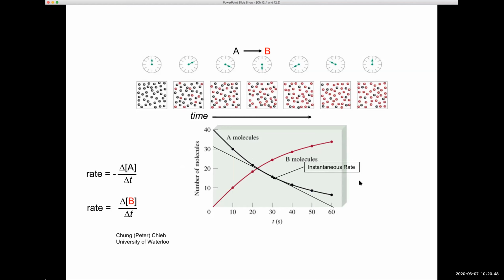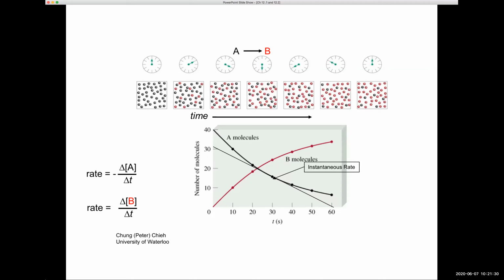So the instantaneous rate is the slope of the line tangent to a particular point. In this case, I've drawn a line that's tangent to a point at 30 seconds, so a point in time. Just pick a point in time along this curve, say 30 seconds, and draw a line tangent to the curve at that point. To make it simple, I've drawn a line that intersects both the y-axis and the x-axis, so it's easy to determine the change in concentration of A and the change in time.